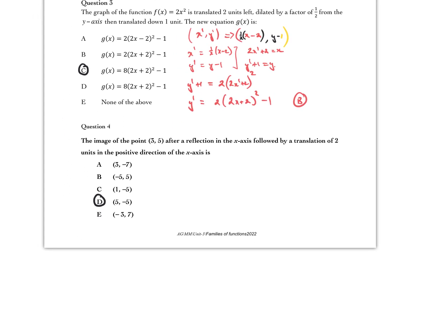The image of the point (3, 5) after reflection and translation. Okay, so again, we've got the point (3, 5). What does it become? A reflection in the x-axis means the y value changes sign. A translation of 2 units in the positive direction, which means we add 2 to the x value. And that gives us D.